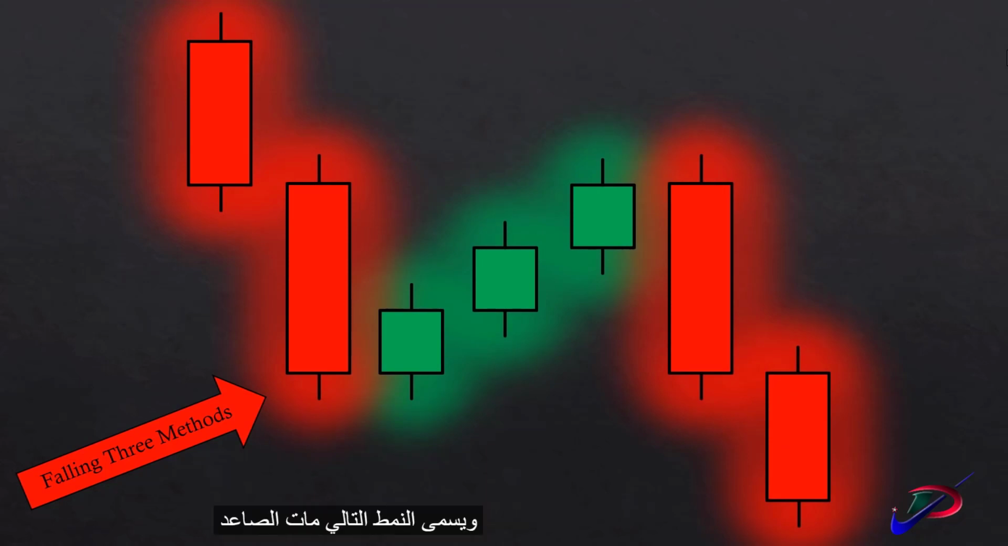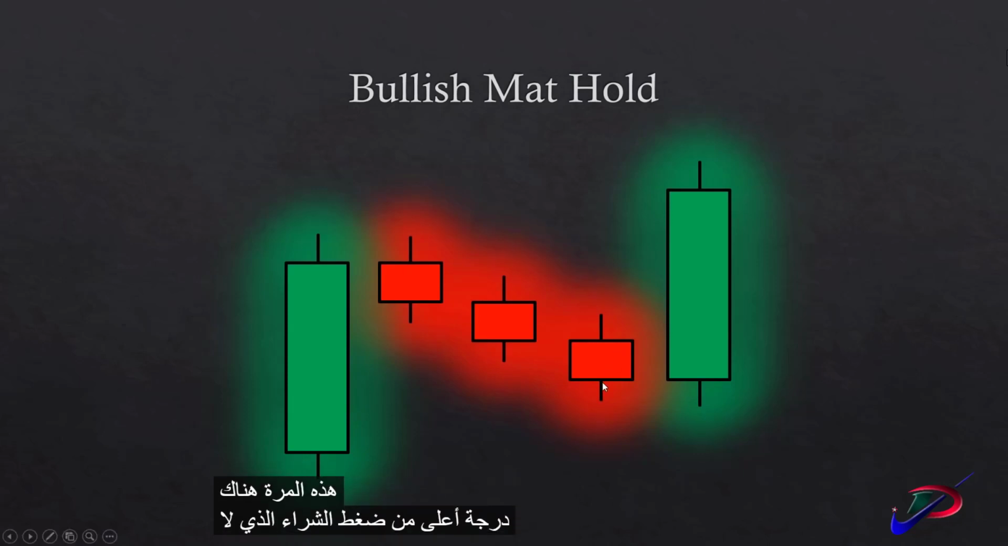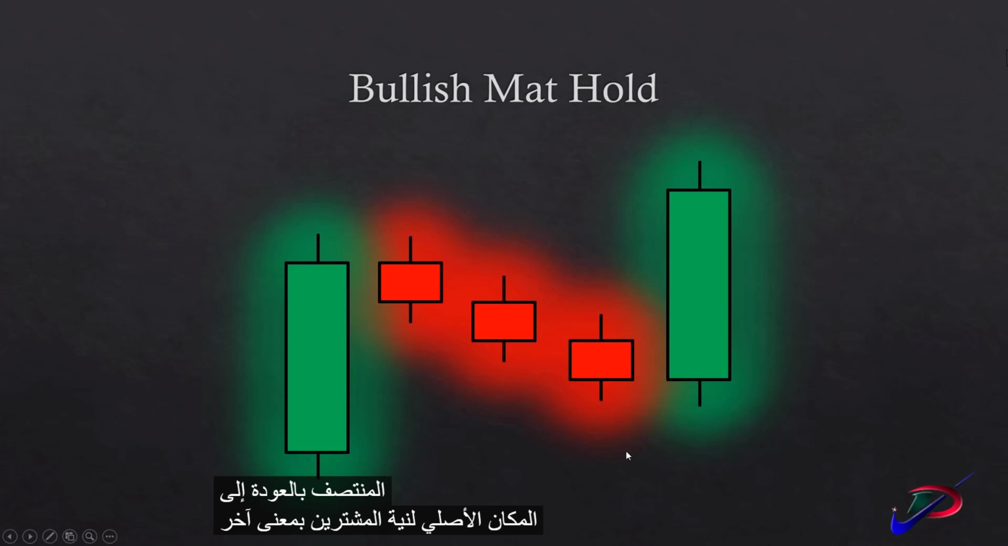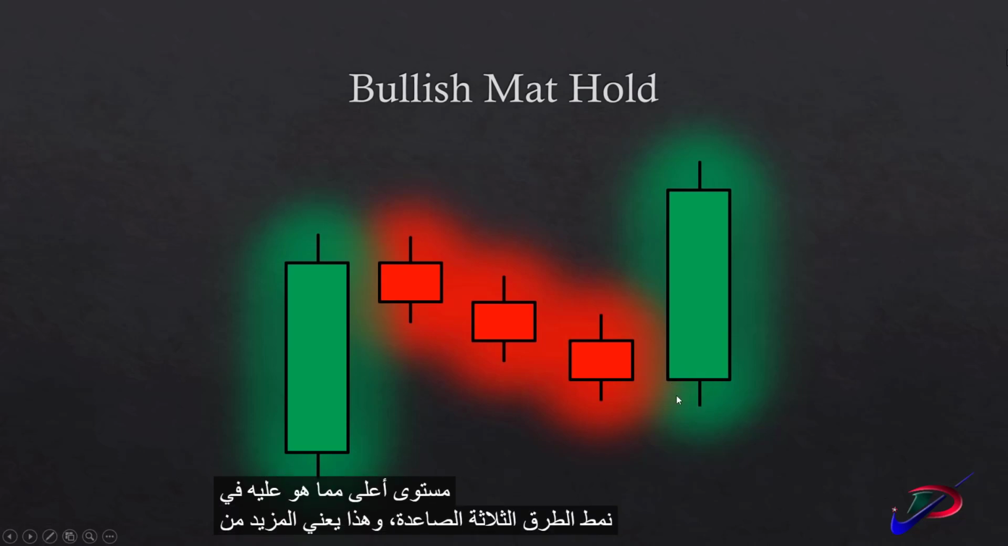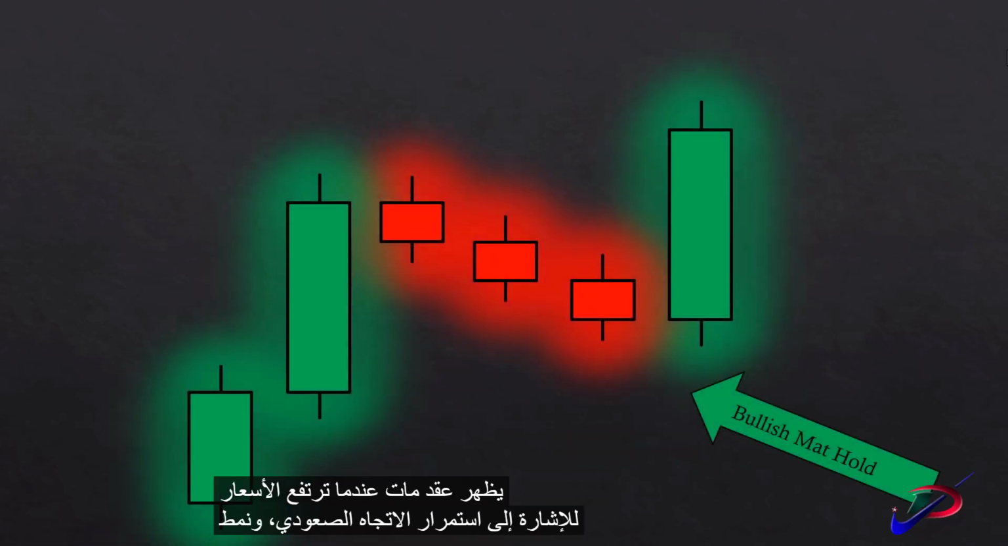The next pattern is called bullish mat hold, and it's similar to the rising three methods, but this time there is a higher degree of buying pressure that doesn't allow the three bearish candlesticks in the middle to go back to the original place of intent of buyers. In other words, buyers begin to pick the market at a higher level than in the rising three methods pattern, and that implies more buying pressure. The bullish mat hold appears when price is going up in order to signal a continuation to the upside.